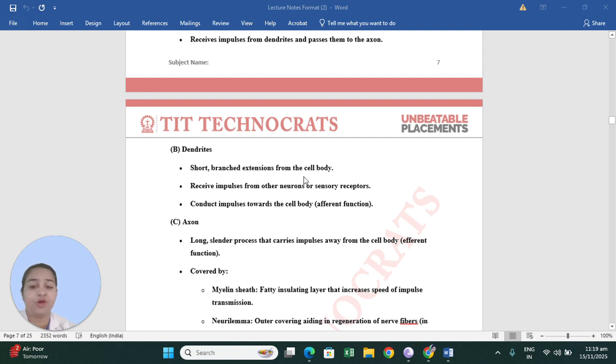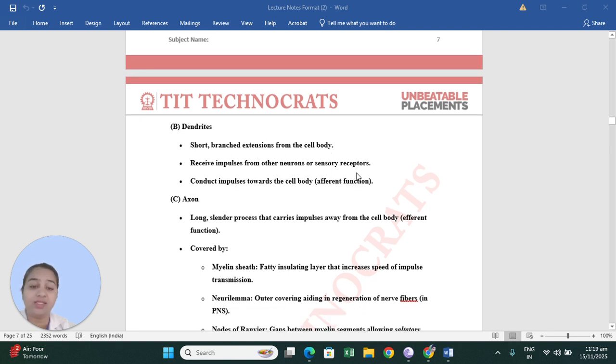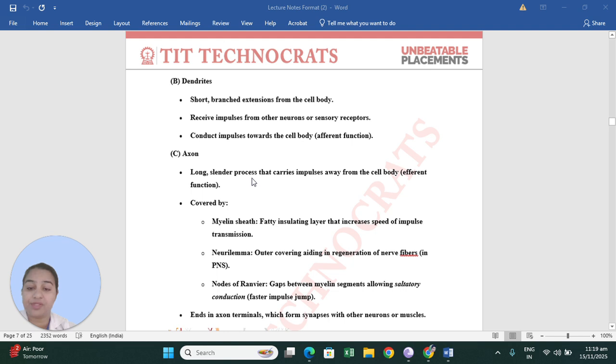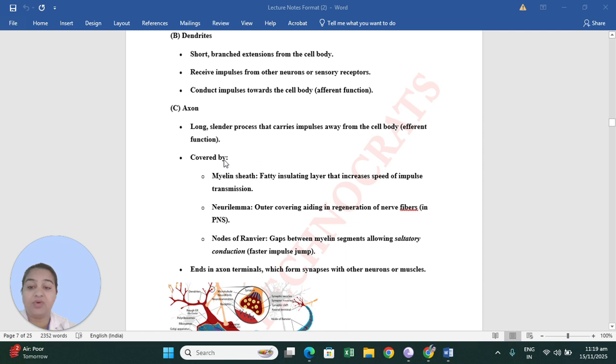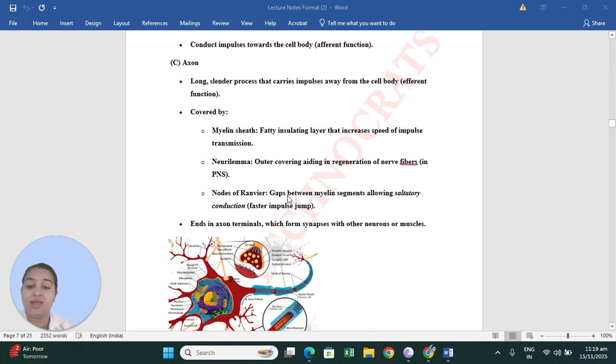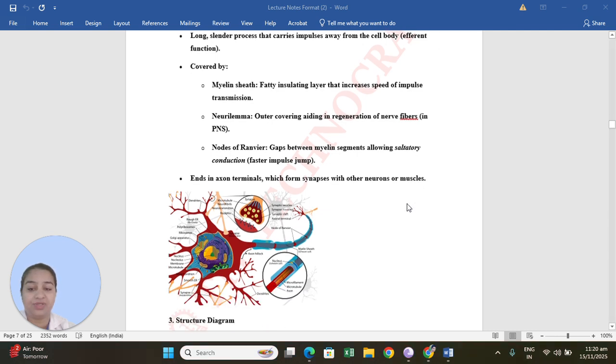Dendrites are short branched extensions from the cell body. They receive impulses from neurons and sensory receptors and conduct impulses toward the cell body. It is the afferent part. Axon is a long cylindrical process that carries impulses away from the cell body. Always remember what an axon is. It carries impulses away from the cell body. It is covered by the myelin sheath, which is a fatty insulating layer that increases the speed of impulse transmission. Neurilemma is the outer covering, aiding the regeneration of nerve fiber in the PNS. Nodes of Ranvier are gaps between the myelin segments, allowing saltatory conduction or fast impulse conduction.